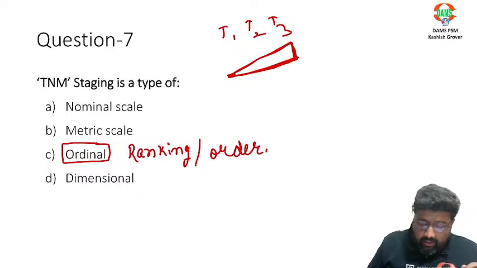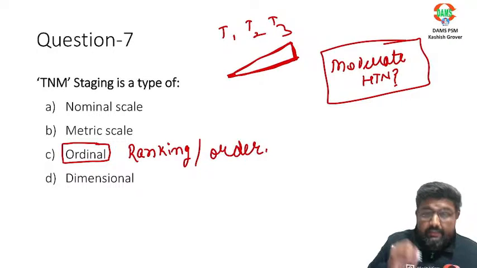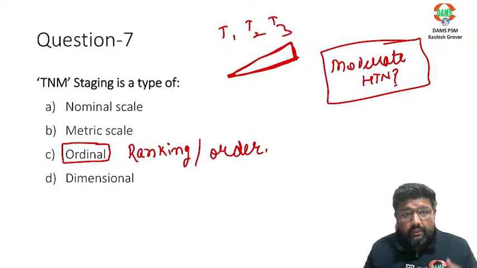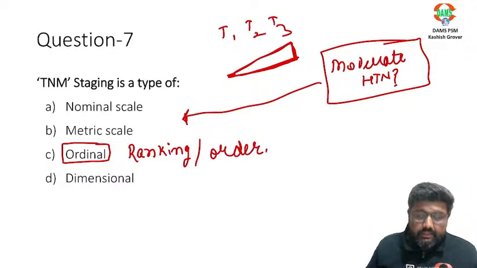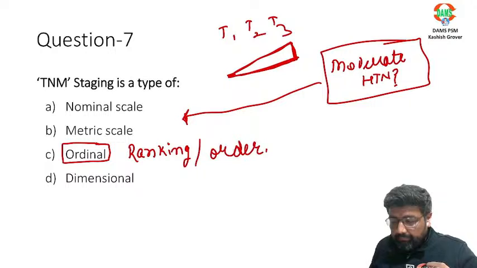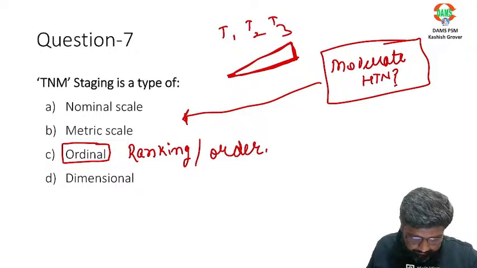Another question. There is a patient who is having moderate hypertension. Now what is this? Mild, moderate, severe hypertension. What is this? Nominal, metric, ordinal. Same options, just a question change. Moderate hypertension is ordinal.